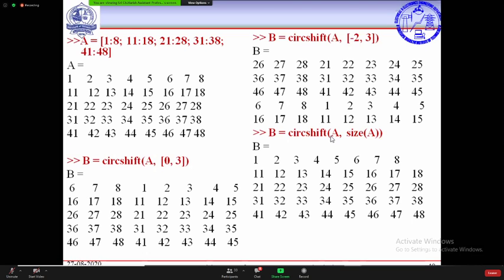When you use the circular shift of A comma size of A, it will have the same matrix. There is no change in the matrix dimension. Whatever the size, this command will generate the same matrix that you have. Okay, this is regarding the circular shift. Can I go for the next point?